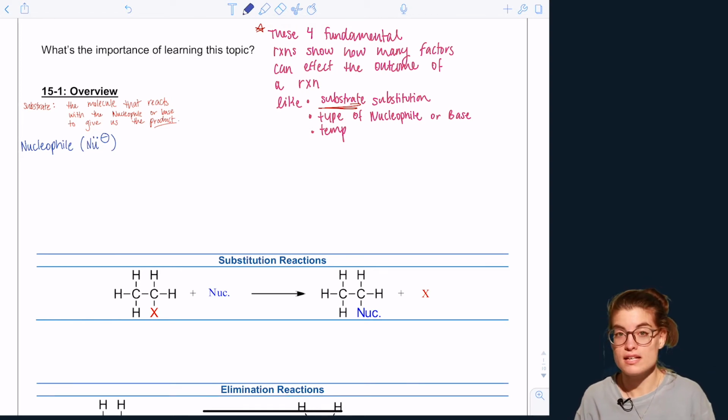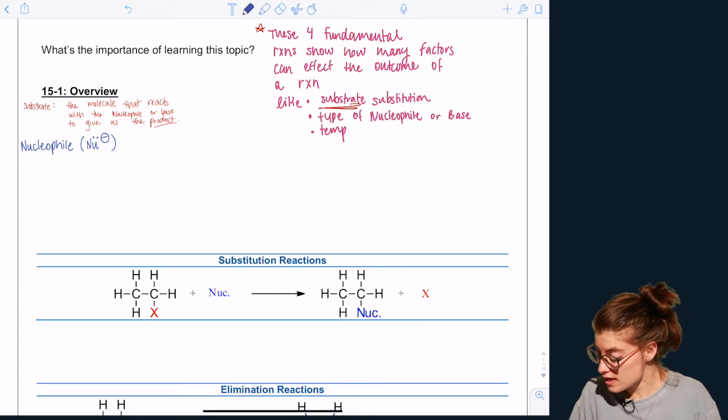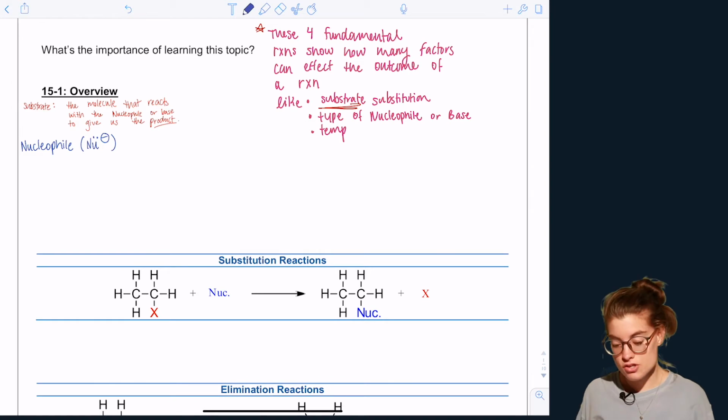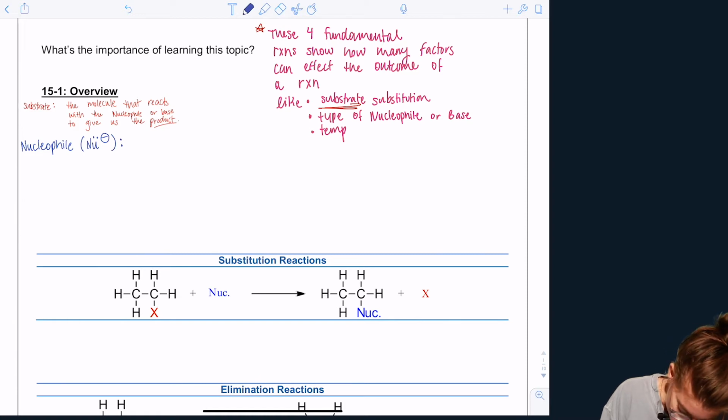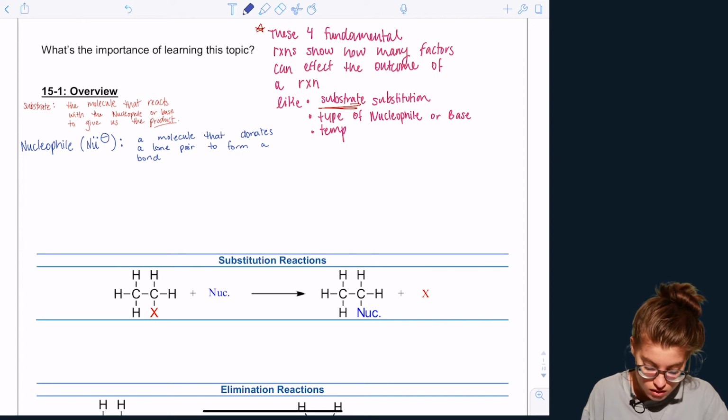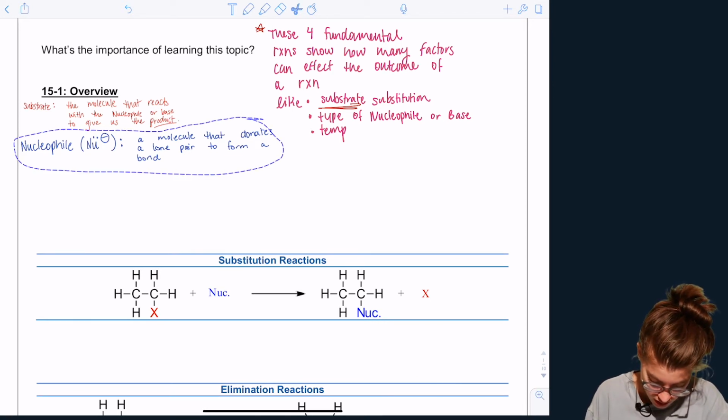The official definition of a nucleophile is a molecule that donates a lone pair to form a bond, right? And I really like that definition. Straightforward. It's the molecule that has a lone pair and it just goes boop and it donates it to form that bond. So let me just write that in. A molecule, a lone pair of electrons, to form a bond. All right, so that's a nucleophile. All it is, it's donating electrons to form that bond.